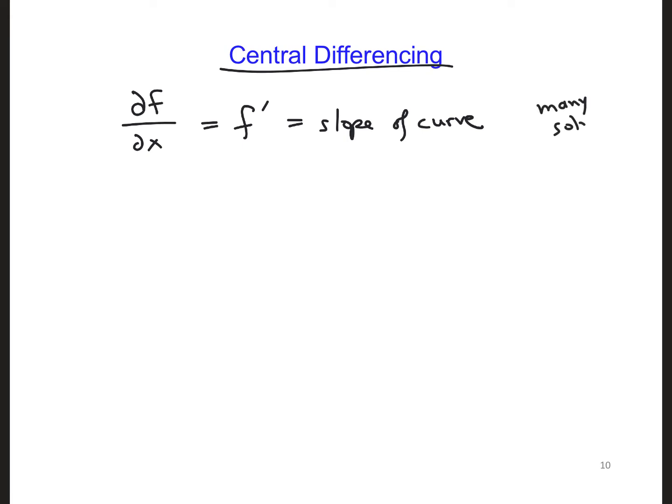Well, when we first learned about differential equations in math class, we were taught that the derivative, or the differential, is the slope of the line. So if we take some function f, df/dx, the partial derivative of f, f prime, we learn that this is the slope of the curve. But when you have discrete points, there are many different ways to find the slope of the line. So I'll say here, many solutions when we have discrete points as opposed to a continuous line.